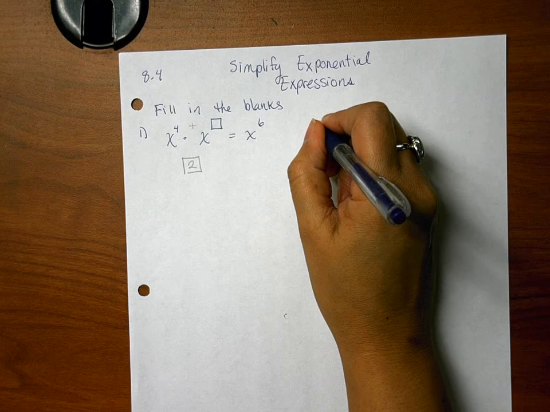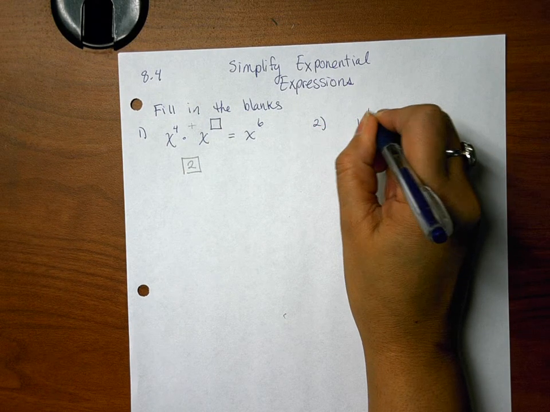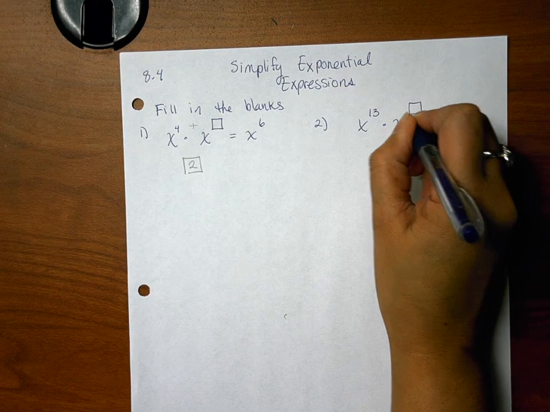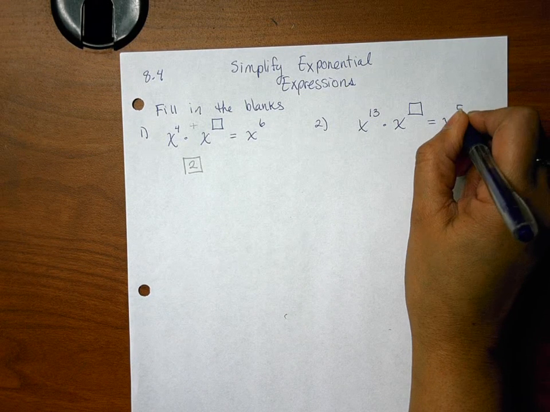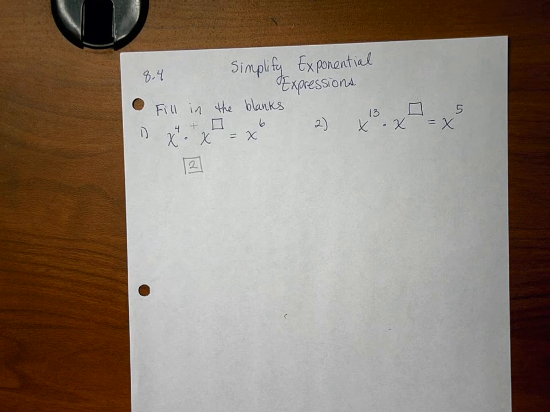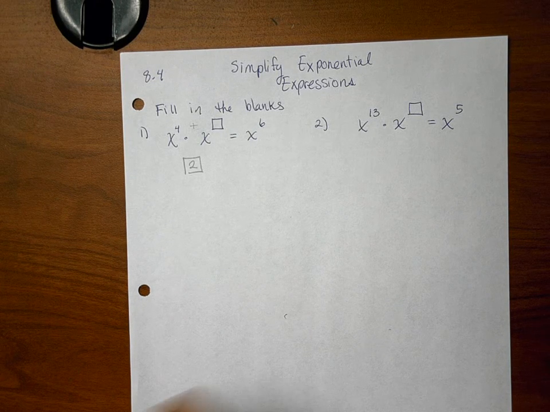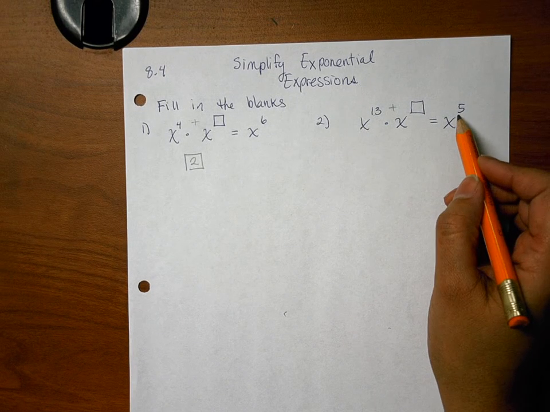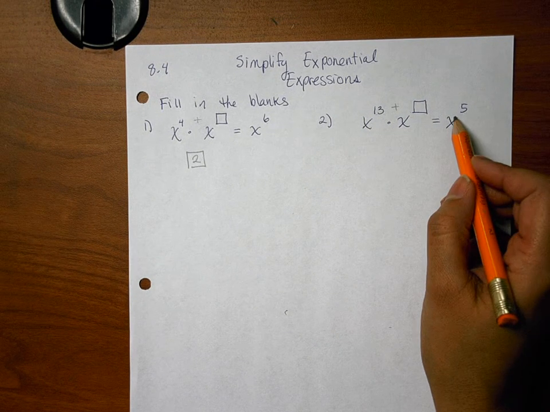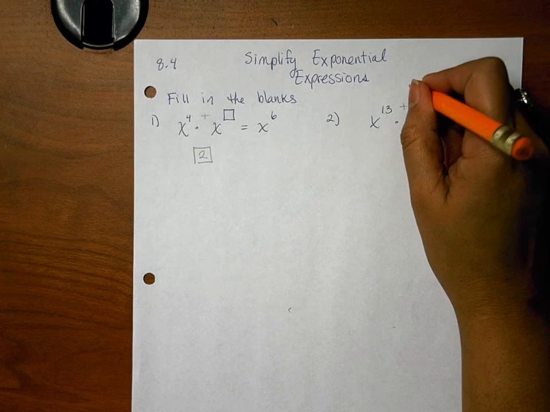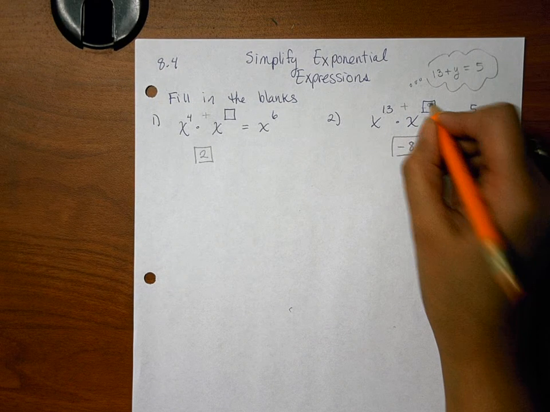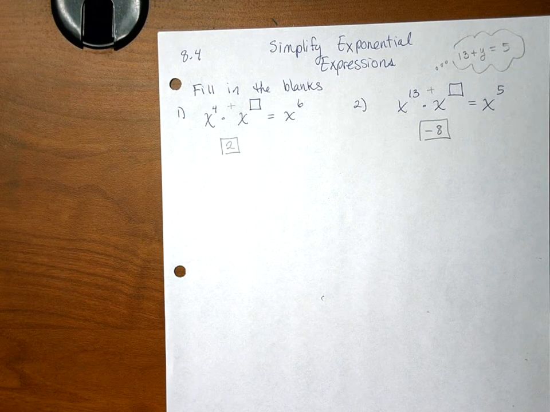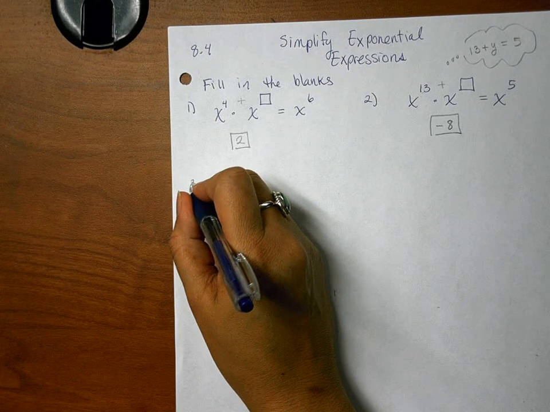Okay, next one. Number 2, x to the 13th times x to the blank equals x to the 5th power. Well, I'm hoping you recognize that the number has to be negative because 13 plus a positive is never going to equal 5. So 13 plus what negative equals 5. If it helps you, you can make an equation. I wouldn't use x since there's already x there. 13 plus negative 8 is indeed 5.